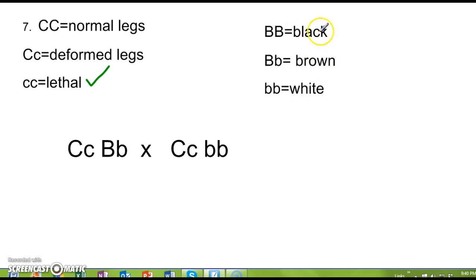We also have, again, incomplete dominance over here. So we have black and white, and then the heterozygote produces an intermediate. It produces brown. So it's incomplete dominance plus a lethal gene. So I've got a couple things that I'm piling on you. And so it says to actually cross 2 deformed-legged rabbits.